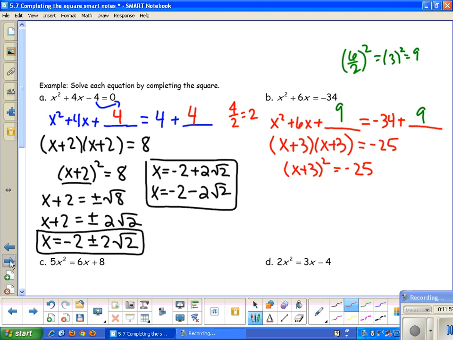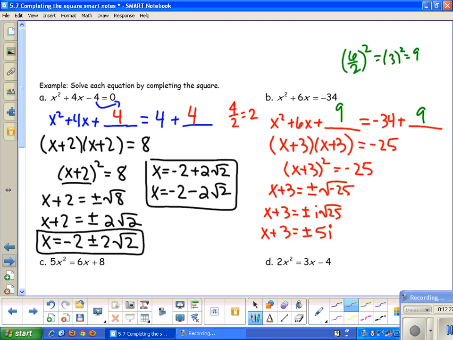So now I can take the square root of both sides, so don't forget your plus or minus. So x plus 3 equals plus or minus the square root of negative 25. Remember, we just learned that we don't like to have negatives underneath a radical, so really that becomes x plus 3 equals plus or minus i, and the square root of 25 is 5, so i root 25. So that's going to be x plus 3 equals plus or minus 5i.